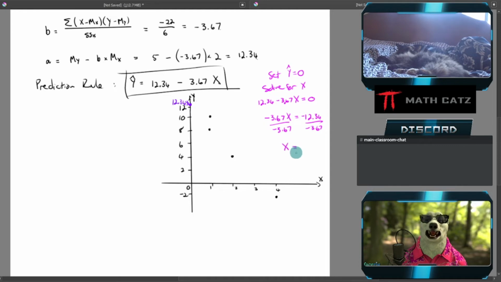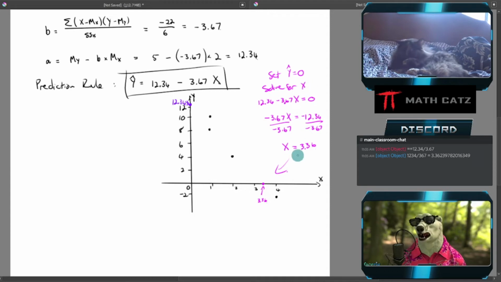And then we get x as, and again, this is just a point on that line. I only do it in order to draw the line. There is no other reason at this stage. So I get 3.36. So 3.36 roughly over here. 3.36 called the x-intercept. And this is how I could find it.